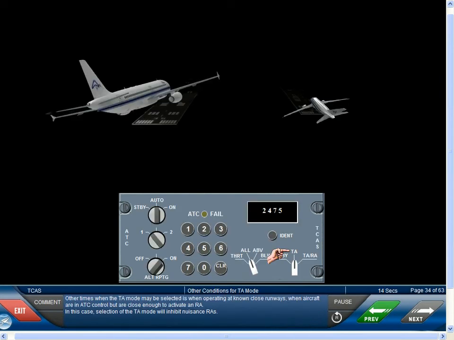Other times when the TA mode may be selected is when operating at known close runways, when aircraft are in ATC control but are close enough to activate an RA. In this case, selection of the TA mode will inhibit nuisance RAs.